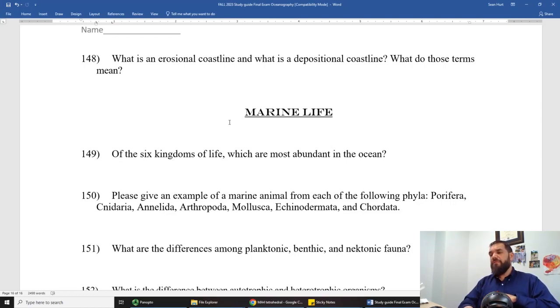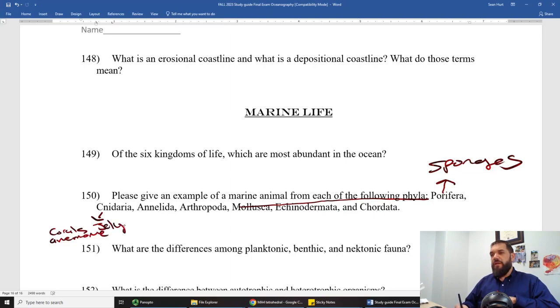Number 50, sorry. Please give an example of a marine animal from each of the following phyla. Porifera, you're talking about sponges. Cnidaria, you're talking about corals. Cnidaria means stinging, so corals, sea anemones. You're also talking about jellyfish, right? Annelida, those are things like tube worms. They're segmented worms. Basically, Annelida are segmented worms. Tube worms, the feather duster worms.